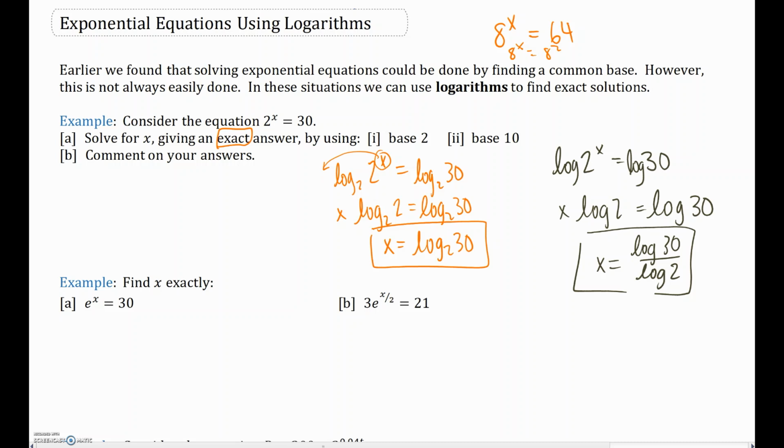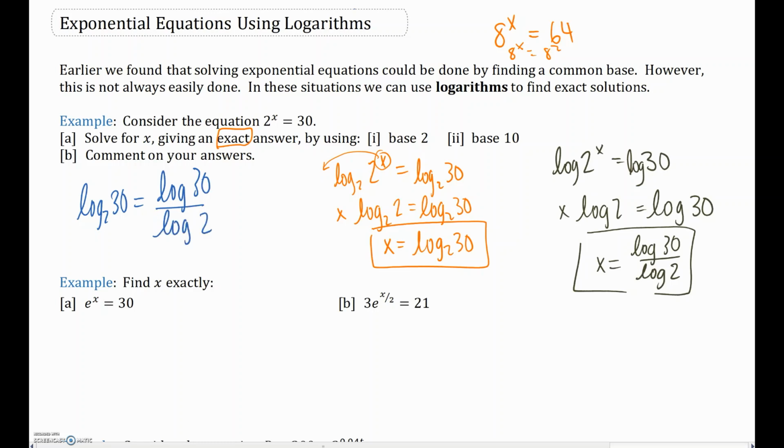All right, part B. We solved the same problem twice, and we got different answers. The only thing we might want to comment on is that since I solved the problem twice and got different answers, log base 2 of 30 must equal log 30 over log 2.